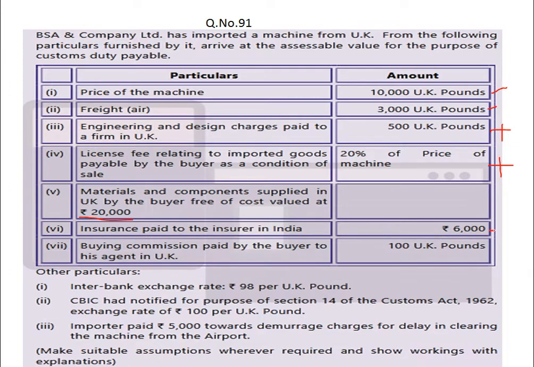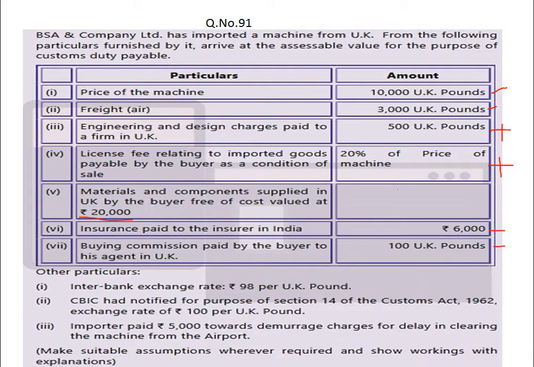Insurance paid, actual is given in Indian currency. Buying commission paid by the importer to his agent is 100 UK pounds. That is the importer's commission. The buyer means the importer, so importer commission is not taken. Other particulars are like this.